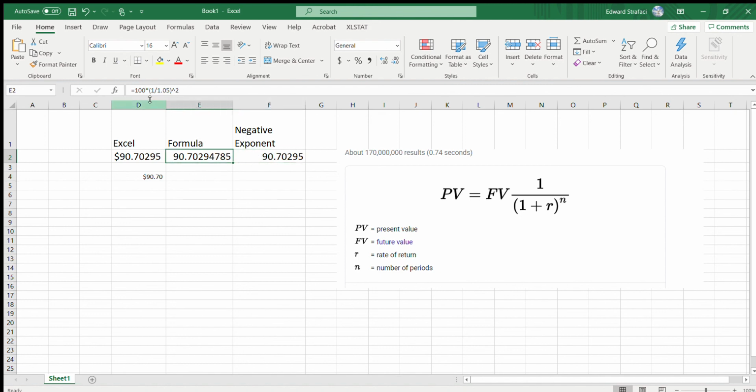Once again, 100 multiplied by 1 divided by 1.05 raised to the second power is the same as 100 times 1.05 raised to the negative power. And that's how you get that. And that's all I really wanted to show you here. So this way you would understand that raising 1.05 to the negative power is no different than taking 1.05 raised to the positive power and having 1 divided by that number. Or just use Excel.